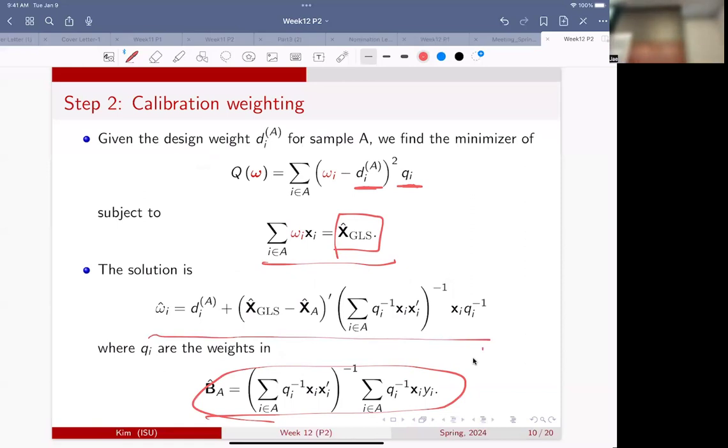You have a design weight. This is lambda, right? This is lambda hat prime, and then the inverse of Xi Xi transpose QI.